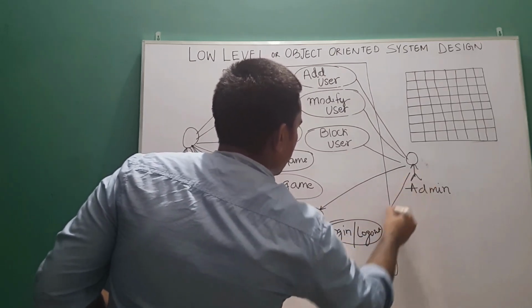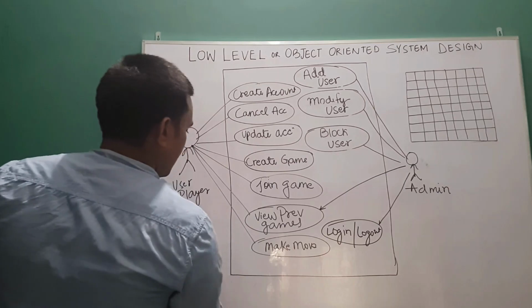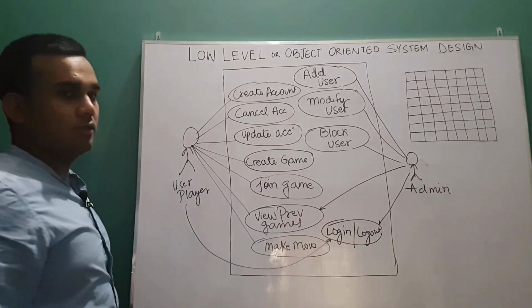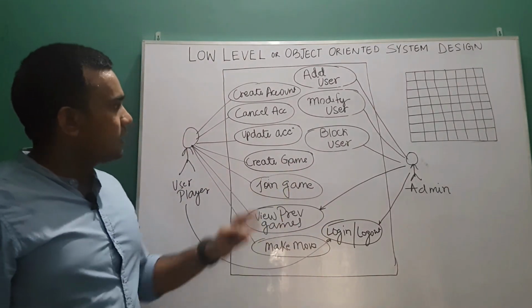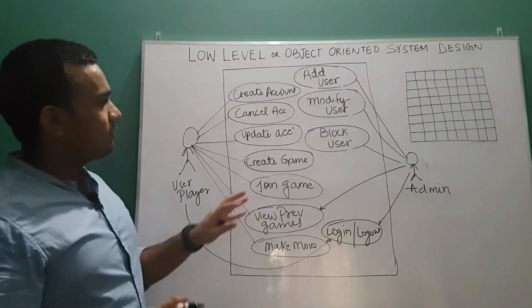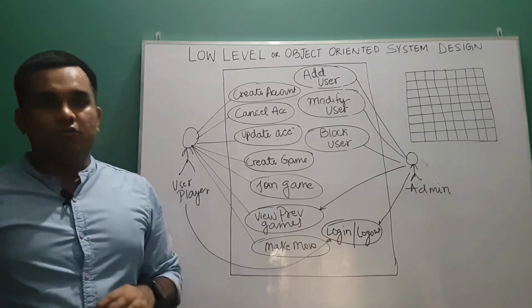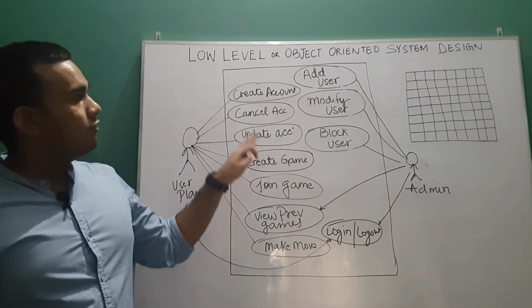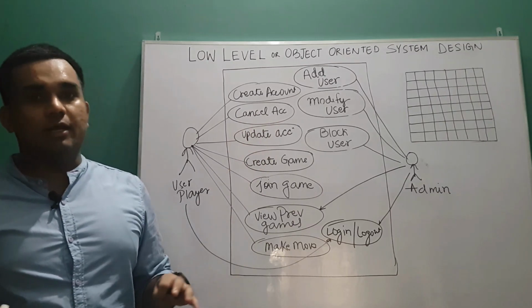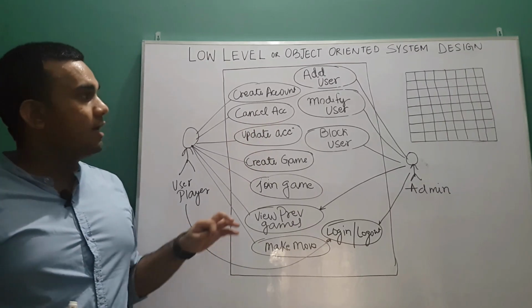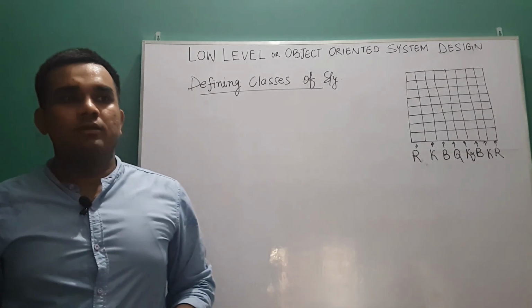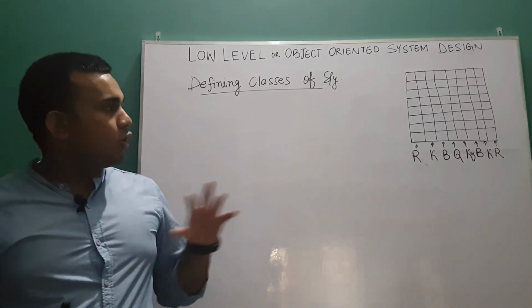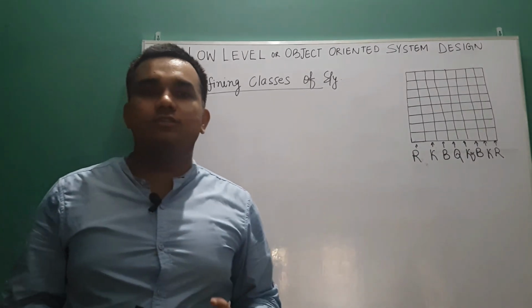So both admin also can do this, even your player will also do this. So this is pretty much the use case diagram in a nutshell for our chess system. Now we will study how we will create a class diagram and how we will define and create the classes for our system. So let's discuss how we will define classes for our system.